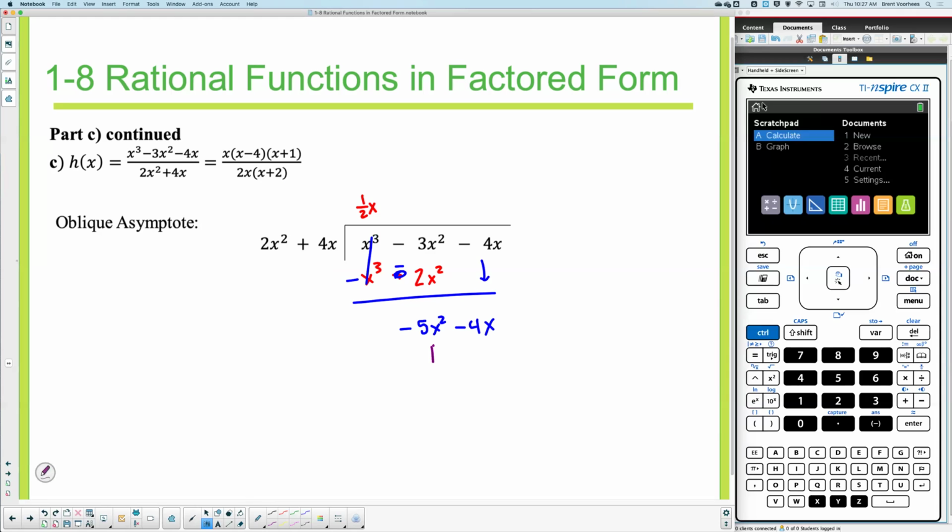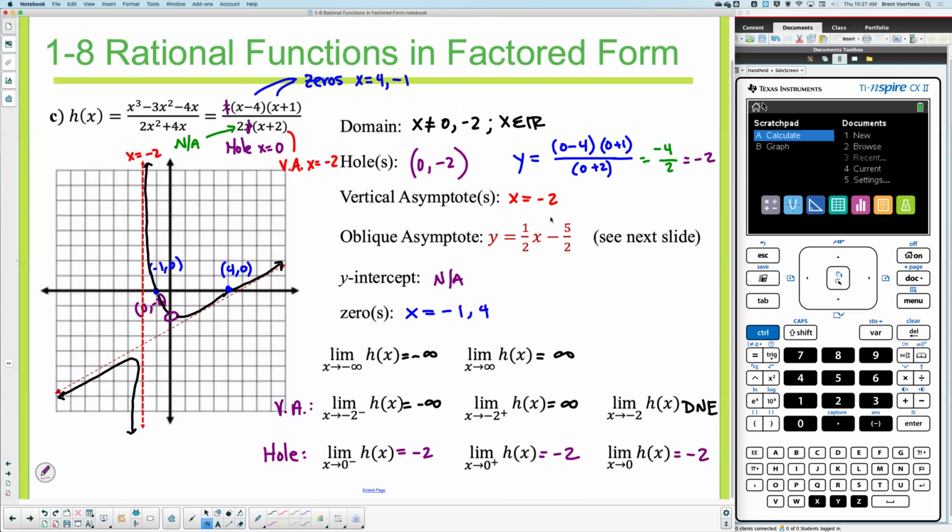You would do leading term divided by leading term. Negative 5x squared divided by 2x squared is going to be negative 5 halves. The x squareds cancel out. And I'm going to stop. I don't have to go any further because the rest will be a remainder, and we don't care about the remainder. This becomes our oblique asymptote. So that's where I got this oblique asymptote right here.